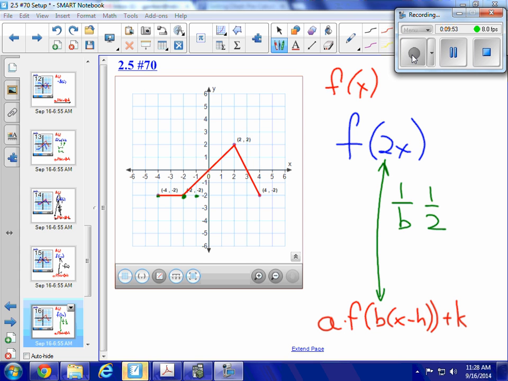My y values are staying the same. My x values are being compressed by 1 over b, 1/2. This value here that was 2, 2, compress the x value by 1/2. It becomes 1, 2. And this value here, which was 4, -2, compress the x value by 1/2, becomes 2, -2. So this graph now looks like this. I have squished it horizontally.